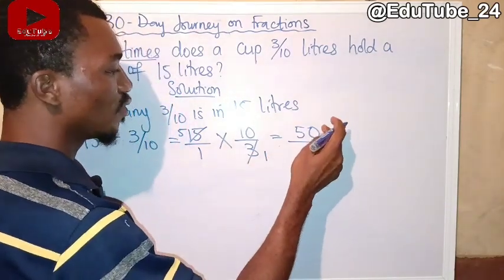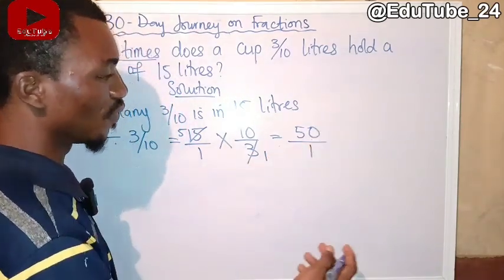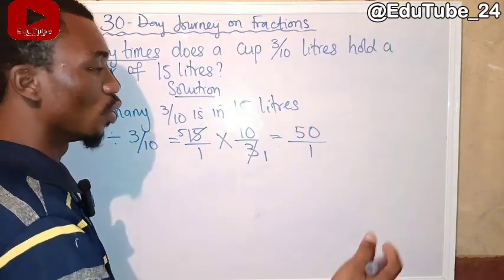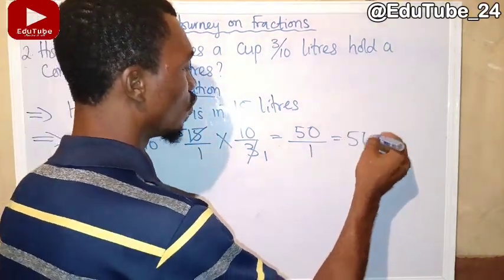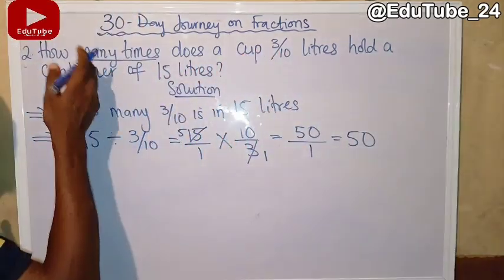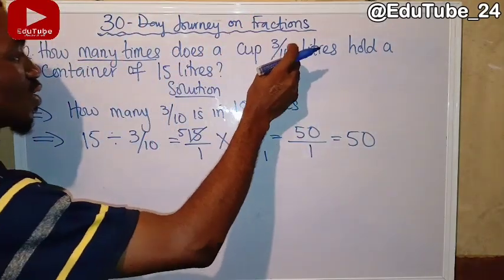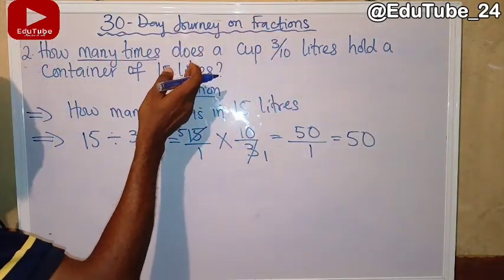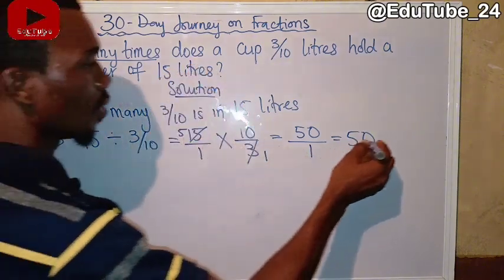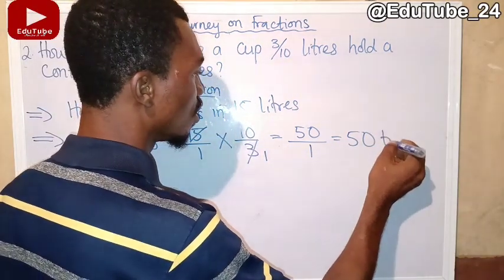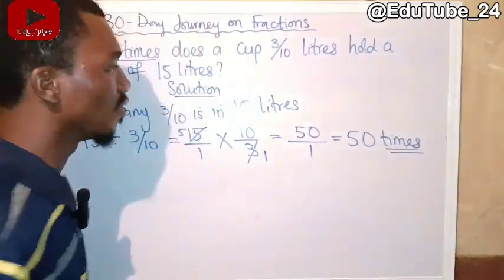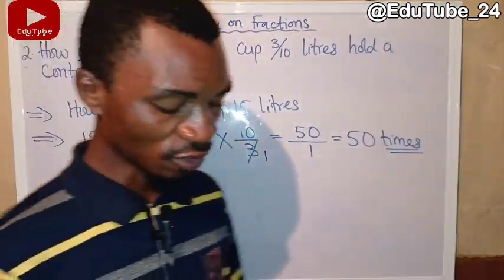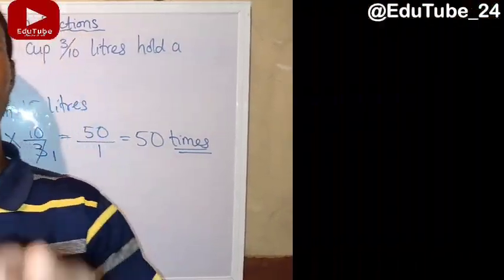Now 50 divided by 1, like I have told you before, any number divided by 1 gives you the same number. So 50 divided by 1 will be 50. So going back to the question, which says how many times can this be held in this? It can be held 50 times. So that is it for question 2. So let's move on to question number.